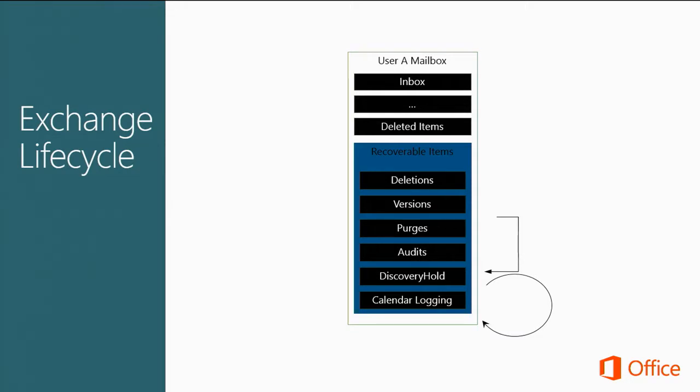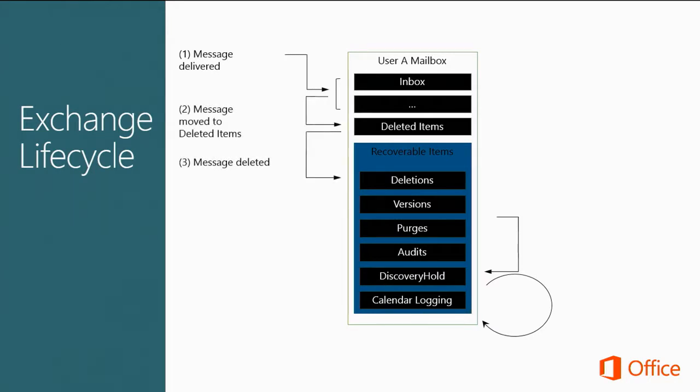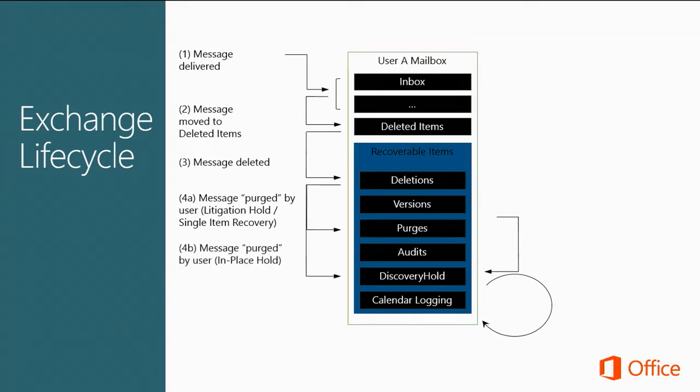But what we do behind the scenes when hold is on is that we actually have all these other folders where stuff still goes. So a message comes in, gets moved to deleted items, or messages get purged. They still get kept in these other folders within the mailbox that the user can't see. So the message got purged by the user. You guys probably actually know about this, most people don't, but you can actually edit content as well. We ensure that that gets captured too.